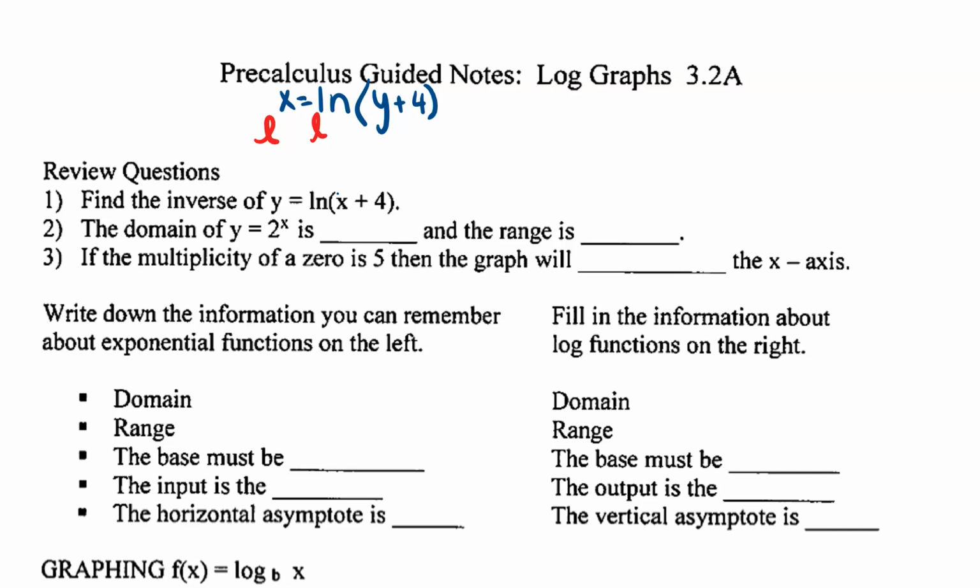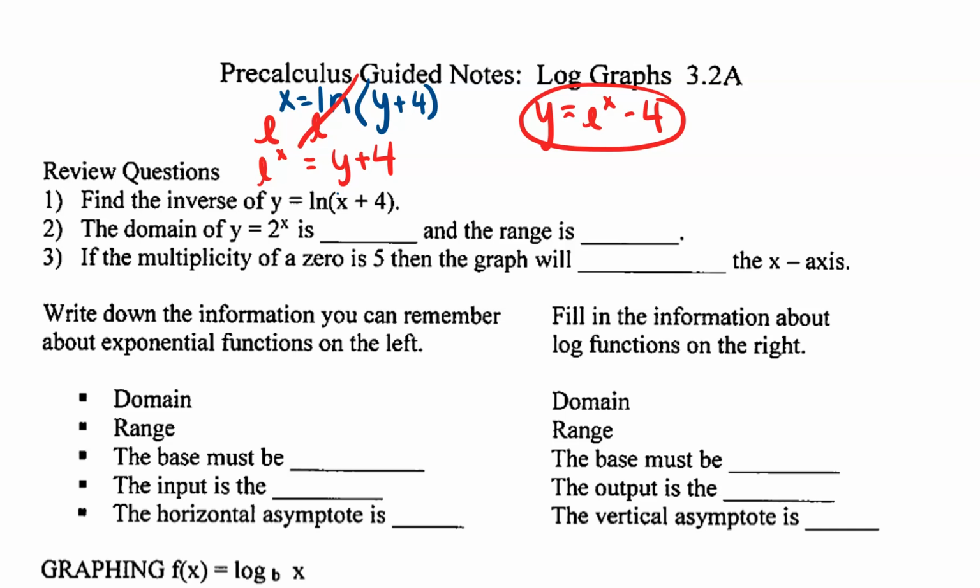The reason for that is it's going to cancel out the natural log, and all I'll be left with on this right side is y plus 4, and all that's left on the left is e to the x power. Now y is almost by itself. The last thing I need to do is subtract the 4. So y is going to equal e to the x power minus 4. That's your answer for number 1.